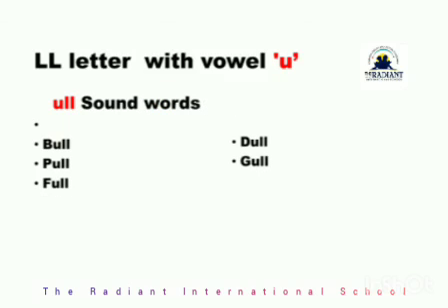Double L letter with vowel U. U double L sounds ul. Now let's see the words. B U double L b ul bull. Then P U double L p ul pull. F U double L f ul full.